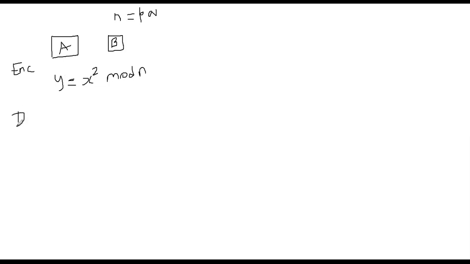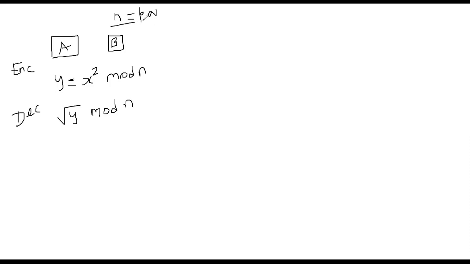Decryption is now the process performed by Bob. He takes the Y and he inverts. So informally speaking, he does root Y mod n. There is an interesting problem here. Why can't an attacker do the root Y? If he or she can do root Y, then he can also get X. But that is also another interesting problem. We don't know how to compute square root in a modular arithmetic context. So there are two problems here.